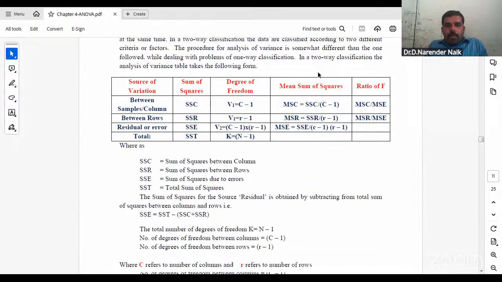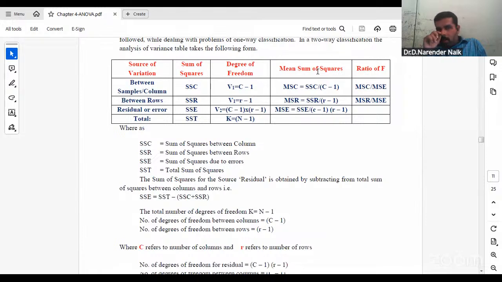You observe carefully. Source of variations, sum of squares, degrees of freedom, mean sum of squares, variance ratio of F. So between samples or between columns, between rows, and one more row we are going to add here, that is residual or error, then total. Previously in one-way classification, variance between samples and variance within sample is there, but here residual or error is added one more.